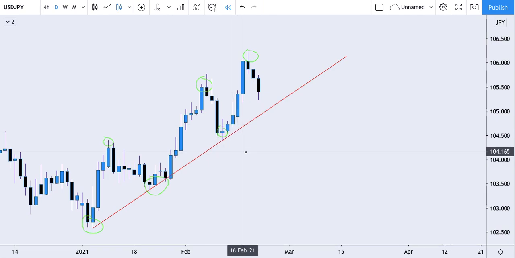So far we have two confluences. We have the overall trend, which is bullish. We have the market structure, and we have the trend line. The third confluence is the fib rejection.